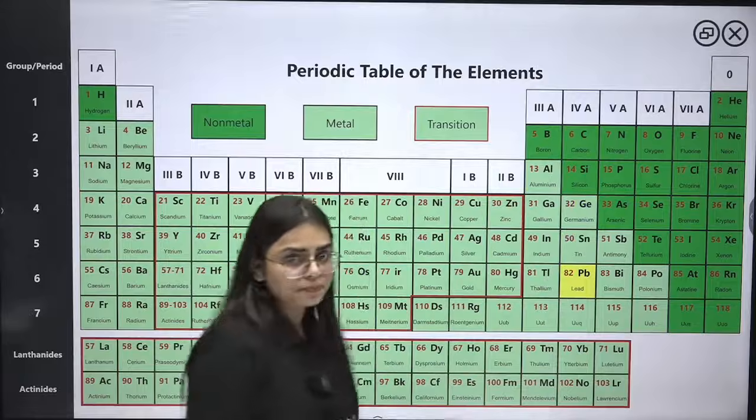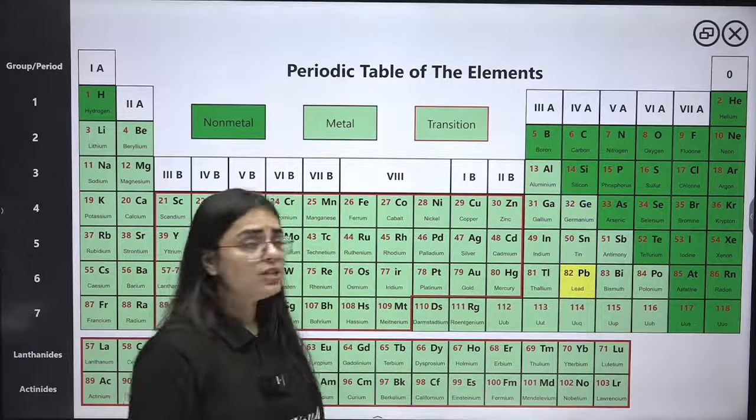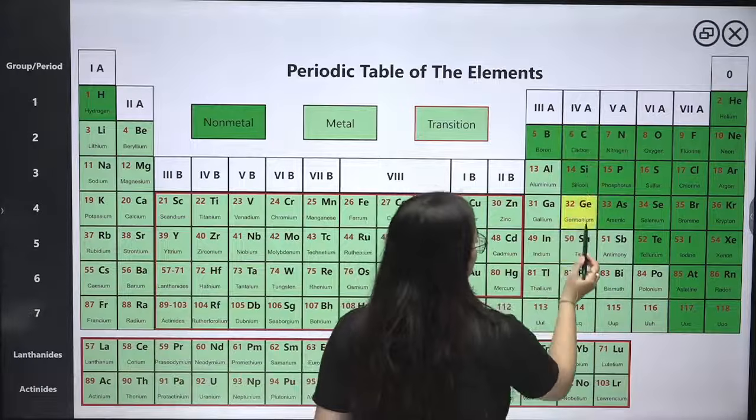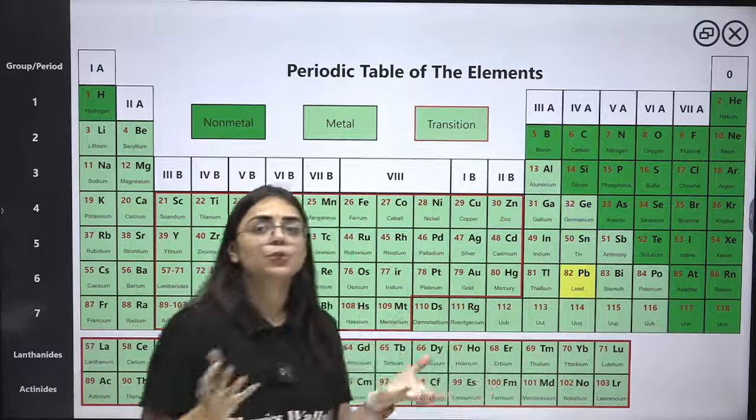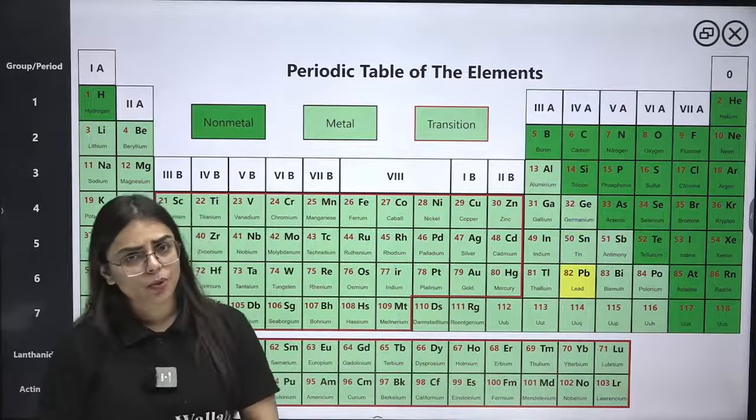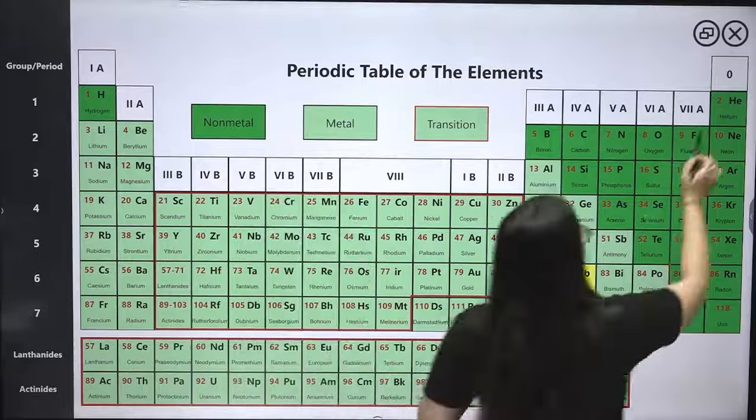Yes everyone? We'll be doing this part. See students, all of these elements, carbon, silicon, germanium, tin and lead, these lie under which group, ma'am? Under 14th group. Okay, ma'am. What else?